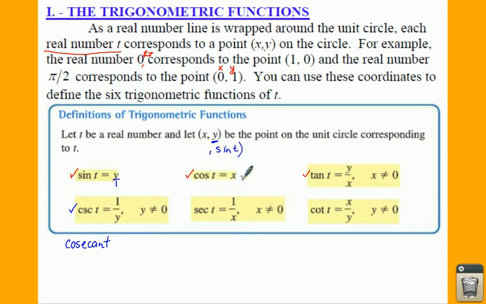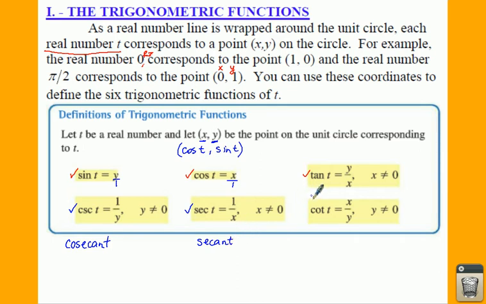If we look at our cosine of t, that's our x value. This is an x over 1. So if we have the ordered pair (x, y), then your x is your cosine and your sine is going to be your y. So the inverse of x over 1 is 1 over x, that is called the secant, and it's abbreviated SEC.